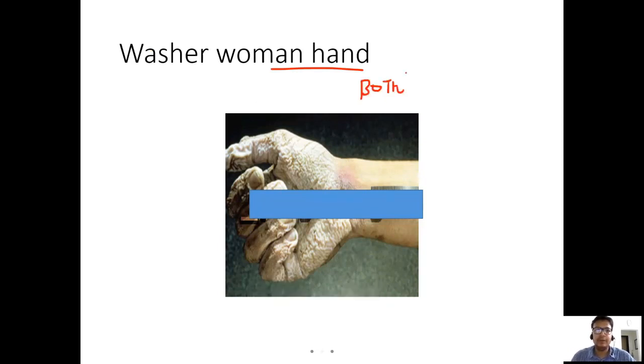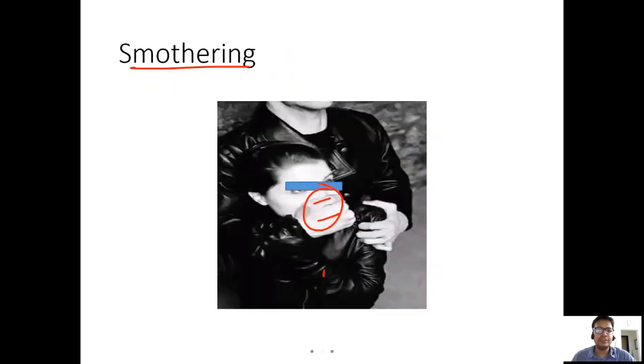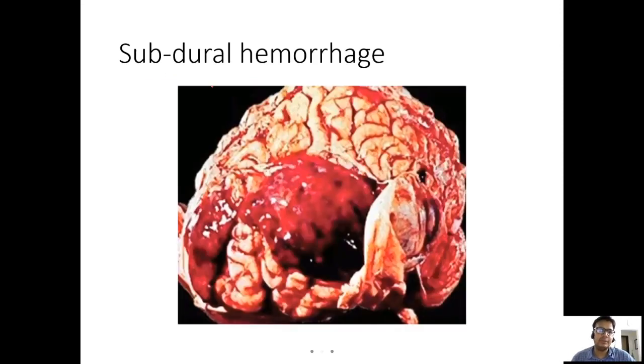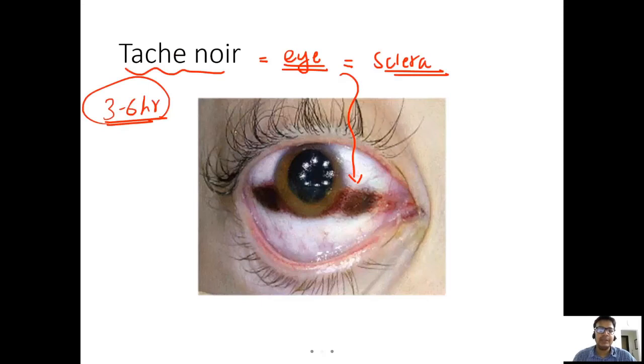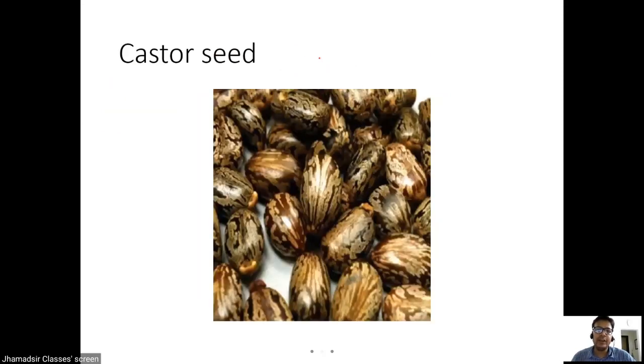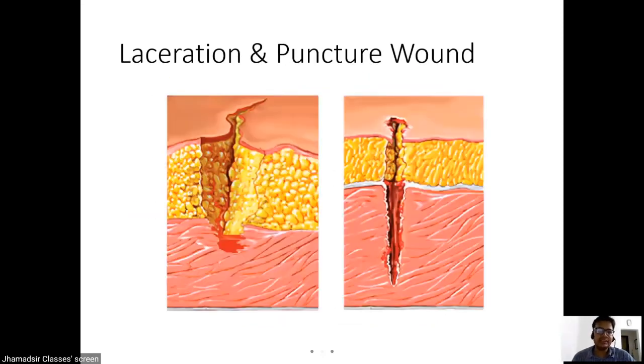This is garroting. This is smothering. This is a crocodile. This is subdural hematoma. Tardieu spots. Dhatura seed, custard seed. I told you the fatal dose of custard seed is 10 seeds. This is laceration, splitting. This is punctured, that is a stab wound.